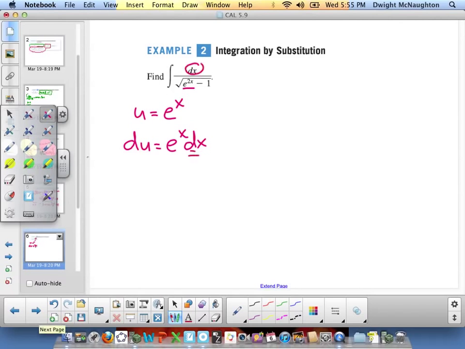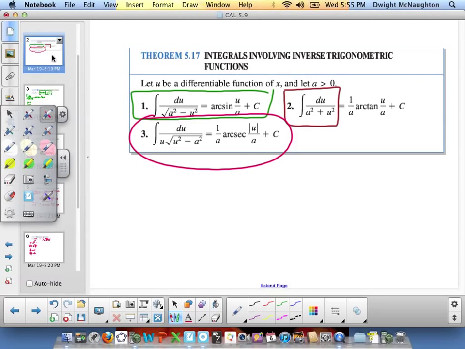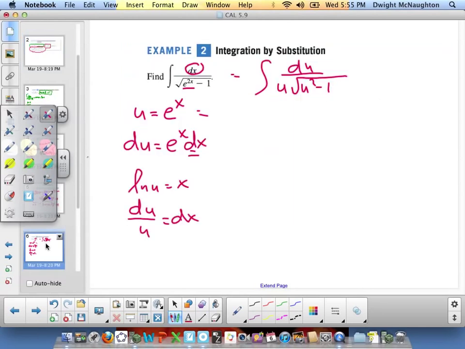So let's do a change of variables. Let's solve this for x. So we get the natural log of u equals x. Now differentiate. So that gives us du over u equals dx, and now we can substitute. So this gives us dx is du over u, square root of u is e to the x, so that'd be u squared minus 1. That looks a lot like arcsecant. All right, so let's look at the arcsecant pattern.